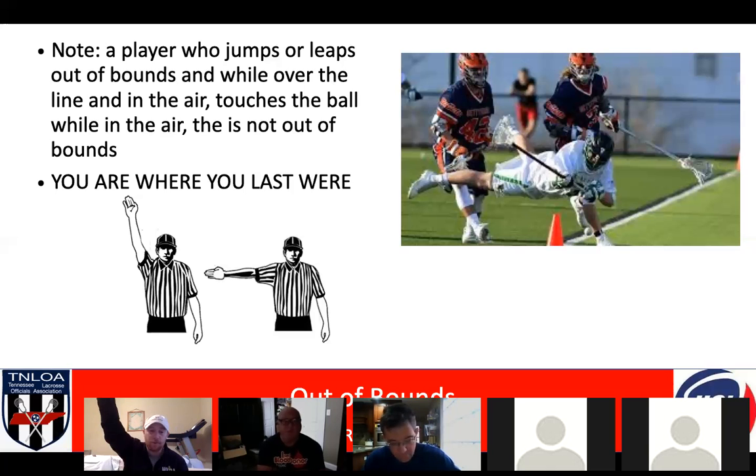All out of bounds calls: hand goes up when you blow the whistle, point the direction of attack, and leave it there. Do not put your hand down. Leave your hand up in the direction of attack until the guy picks up the ball. As soon as he picks up the ball, then you can put your hand back up and ready to play.